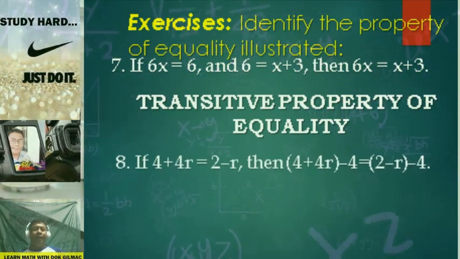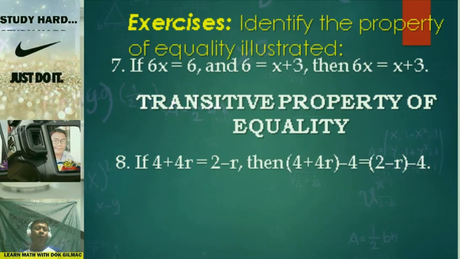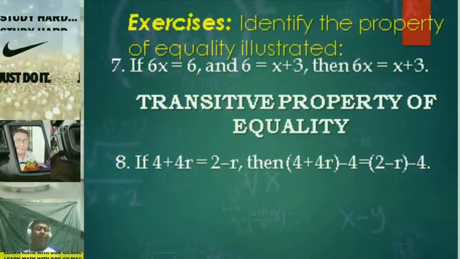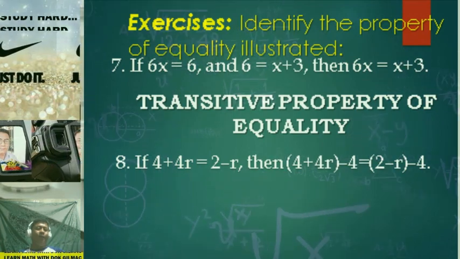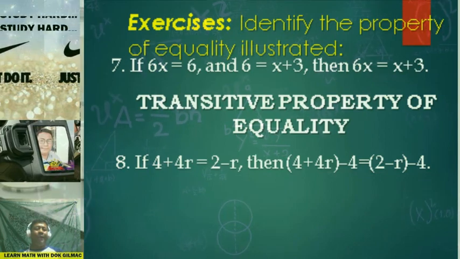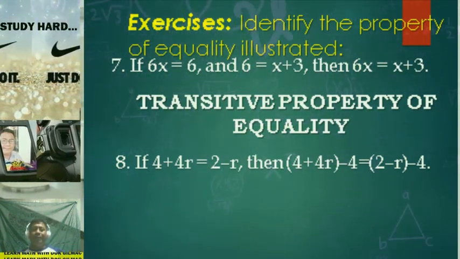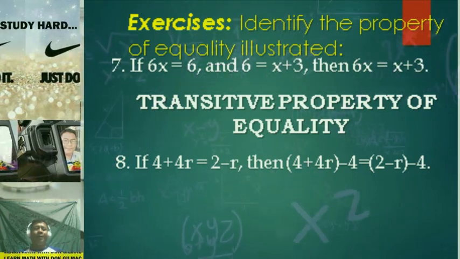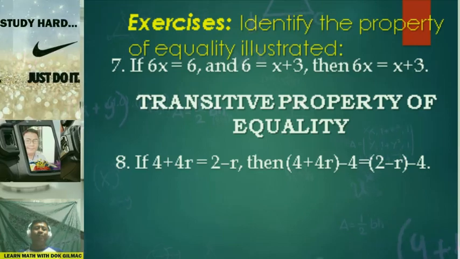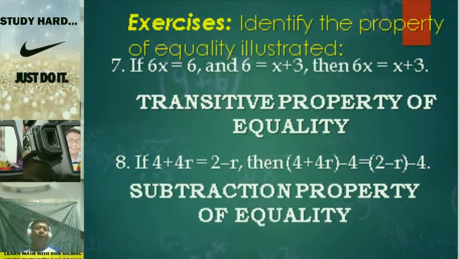Number 8. If 4 plus 4r is equal to 2 minus r, then quantity 4 plus 4r minus 4 is equal to quantity 2 minus r minus 4. As you can see, 4 is subtracted from both sides of the equation. So this is simply SPE, or subtraction property of equality.